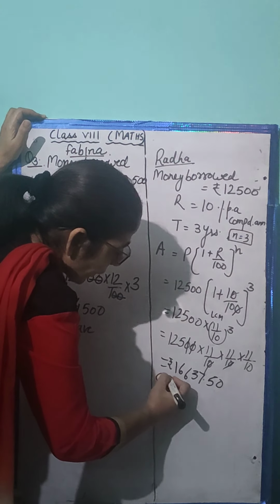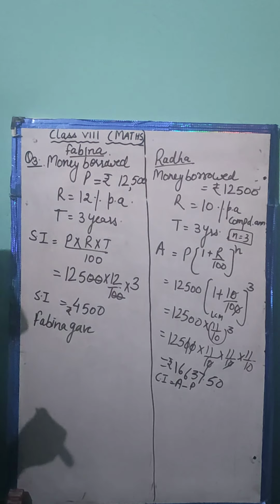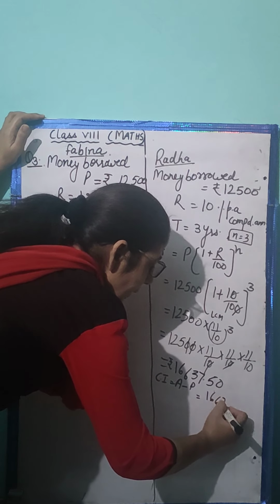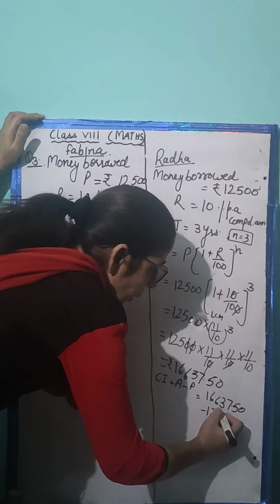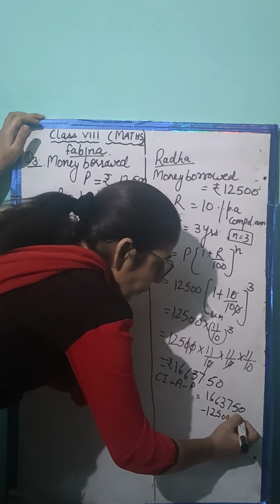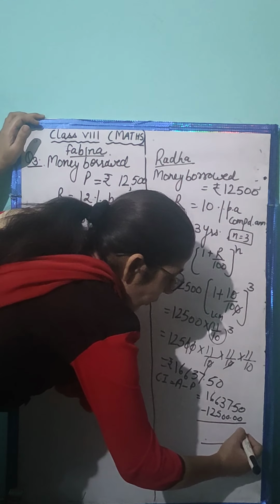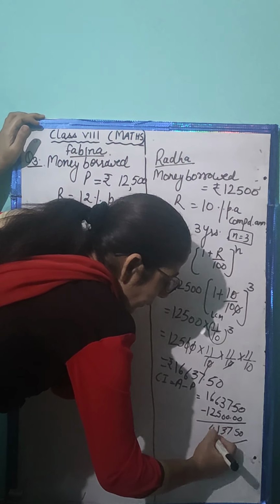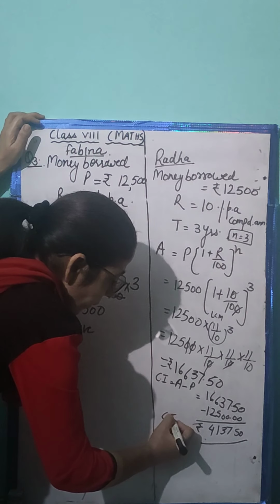If I have to find the compound interest, it is equal to A minus P. So it will be equal to 16,637.50 minus 12,500, and this comes out to be 4,137.50. This is the compound interest.